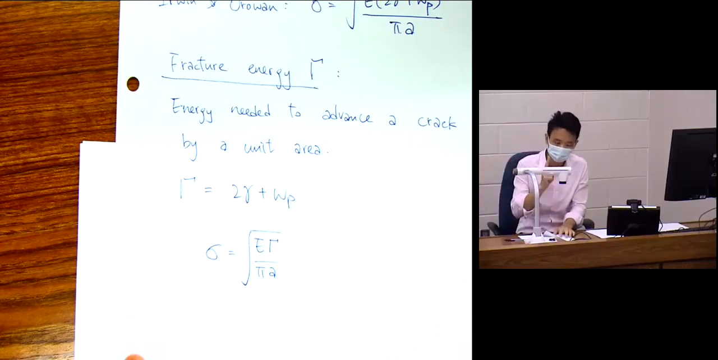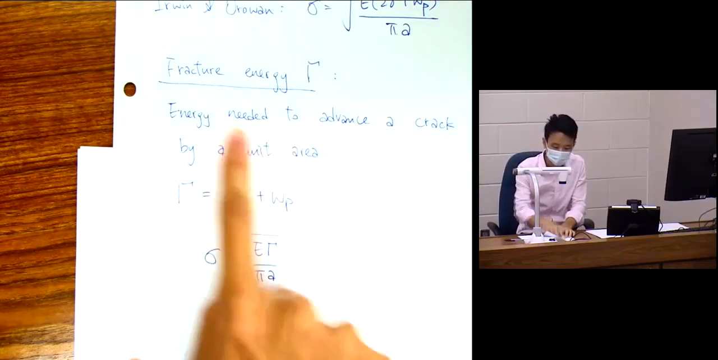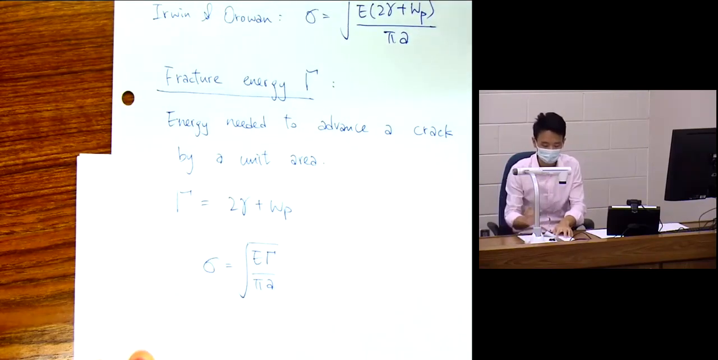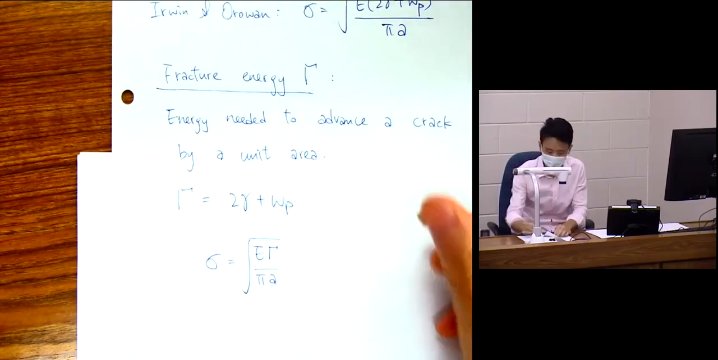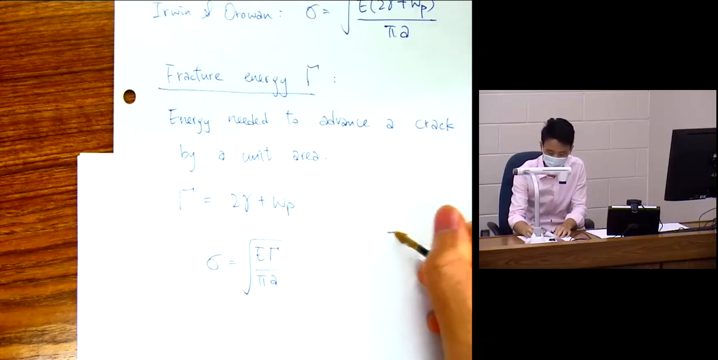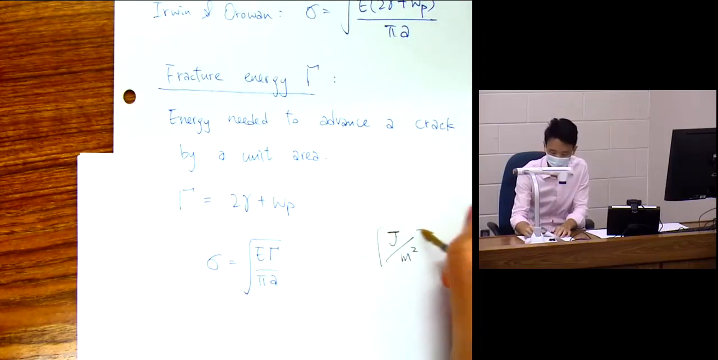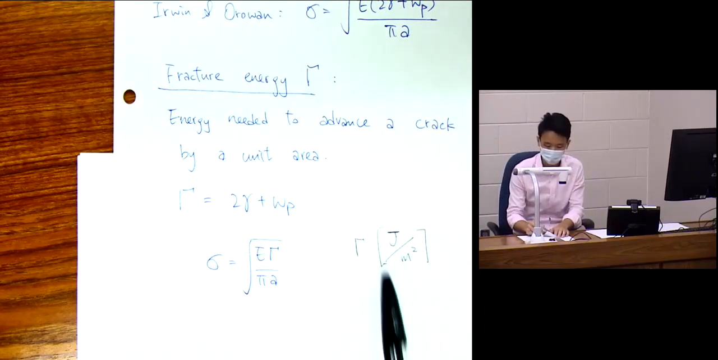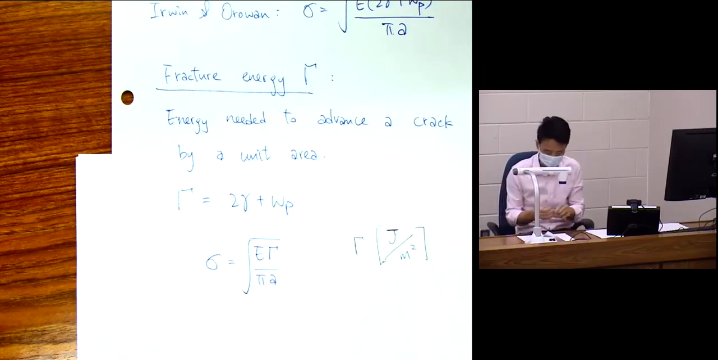Even though it says fracture energy is the energy to advance a crack by a unit area, there's a subtle difference. The fracture energy has a unit, again, just like surface energy, right? So it's going to be joule, that's the unit for the fracture energy. Again, it is the energy needed to advance the crack by some unit area, right? So that's the fracture energy.